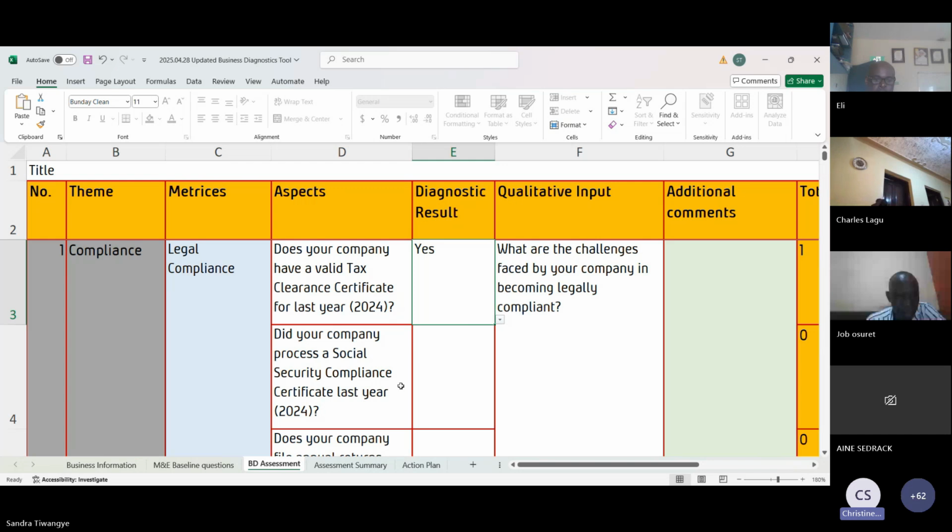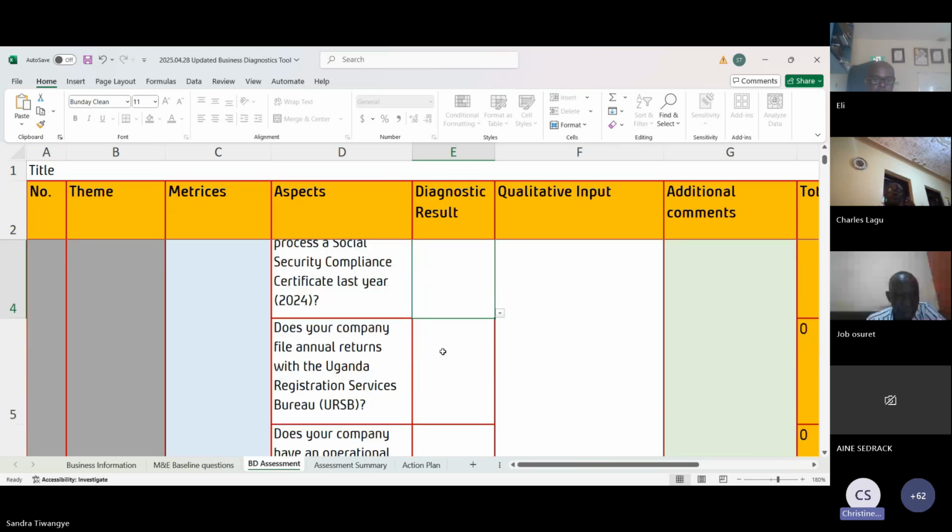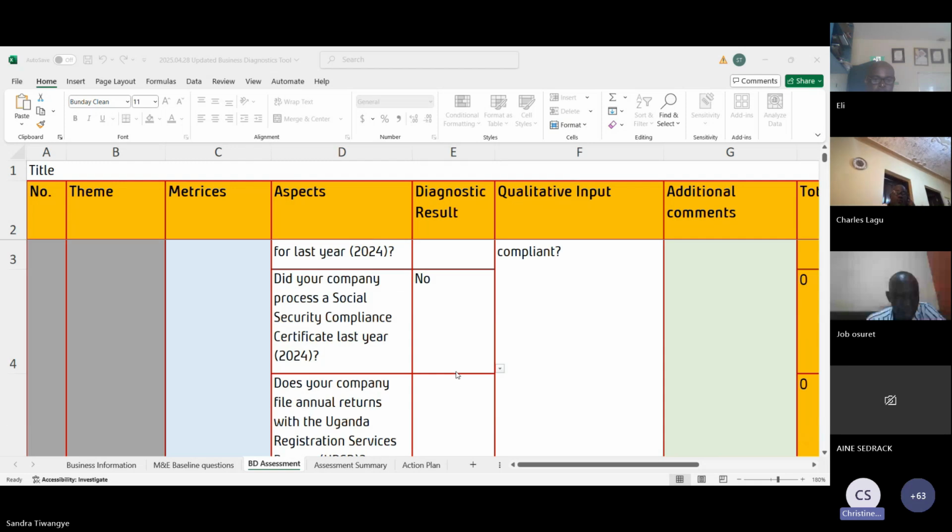The second aspect, did you process a Social Security compliance certificate at any one time last year from the National Social Security Fund? If yes, our dummy company, we shall say no, it didn't process this. And later in the comment section, we shall give more on what happened there.